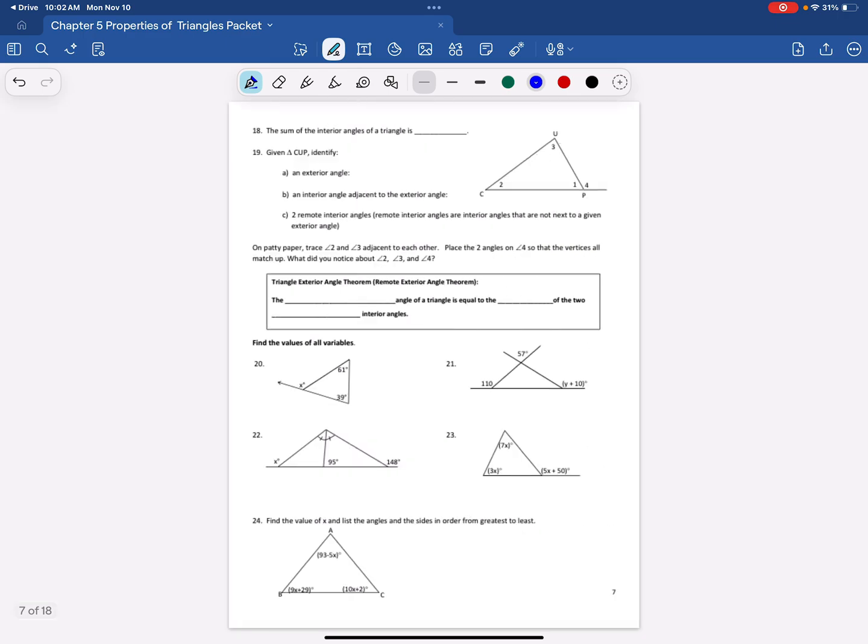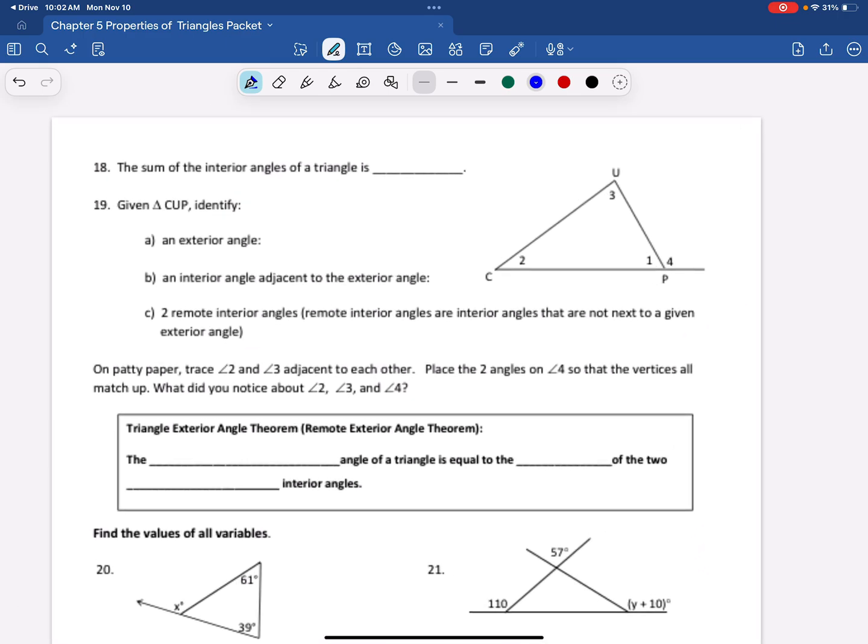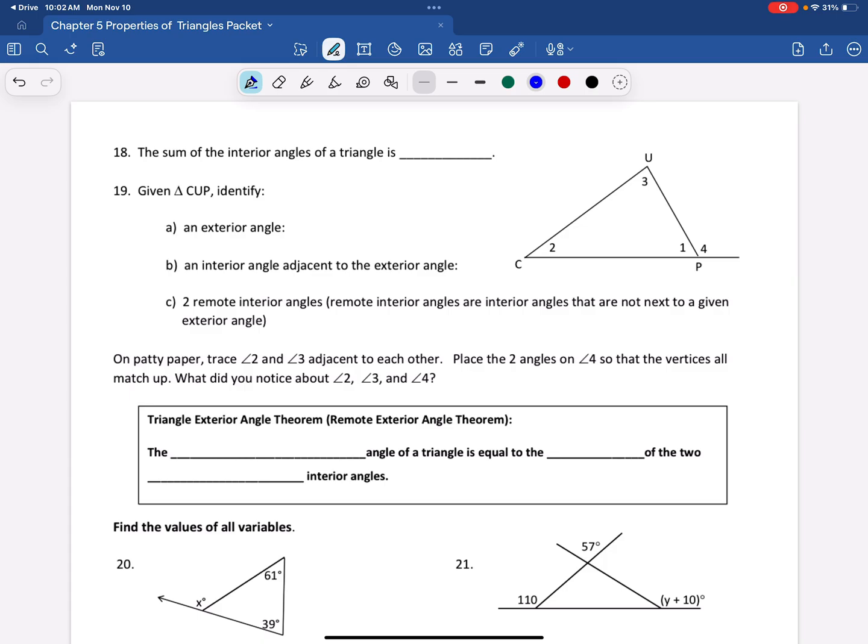All right, we've got one more page of notes, but I'd like you to go ahead and pause right here real quick. Go do some more homework and come on back.